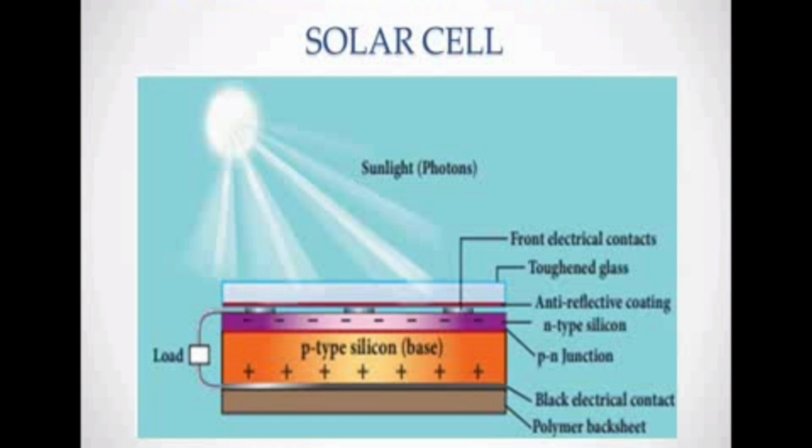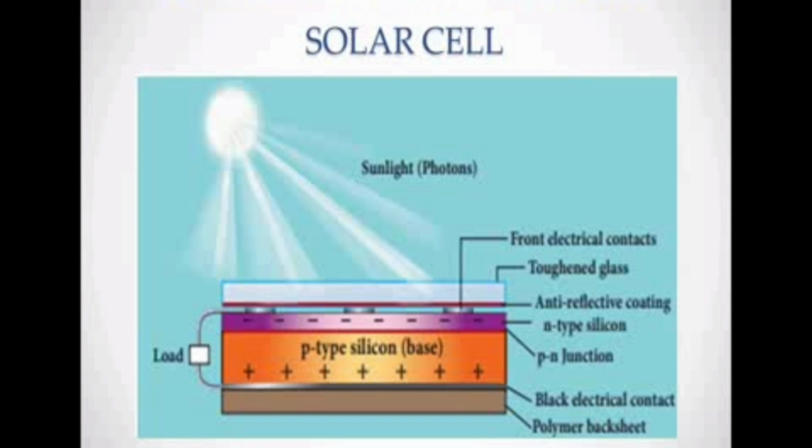An anti-reflecting coating is coated above the N-type material because it can absorb all the light energy. It won't allow the light to reflect from the surface, so it can convert all the light energy into electrical energy. That's why the anti-reflecting coating is used on top of the glass that protects the system. So the front electrical contacts, everything is on the screen. So this is the solar cell, and this is how it is constructed.